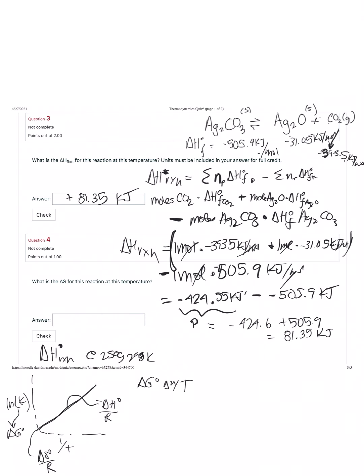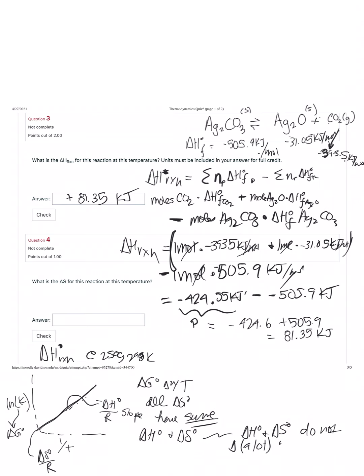However, for every natural log of K at a given T, we have a different delta G, but the delta H comes from the slope and the delta S comes from that intercept. So what that means is all those delta G's have the same delta H and delta S. All right, so what that tells us is delta H and delta S do not change a lot, at least with temperature.